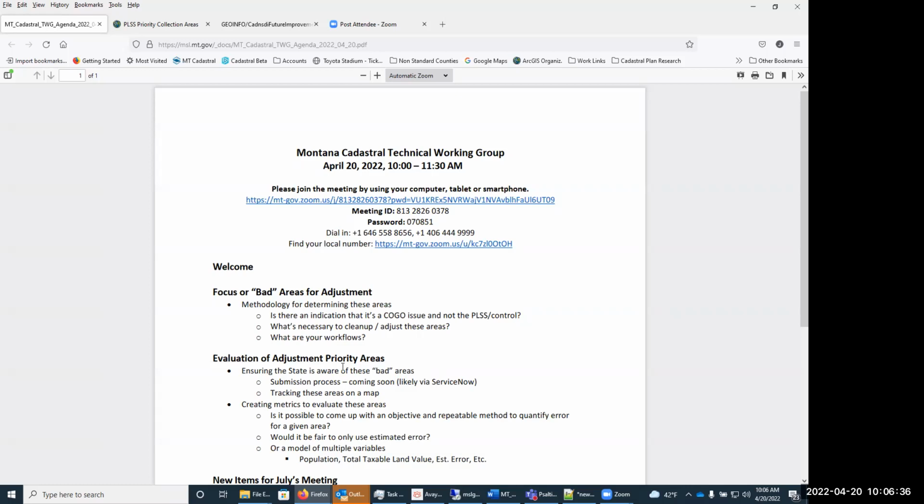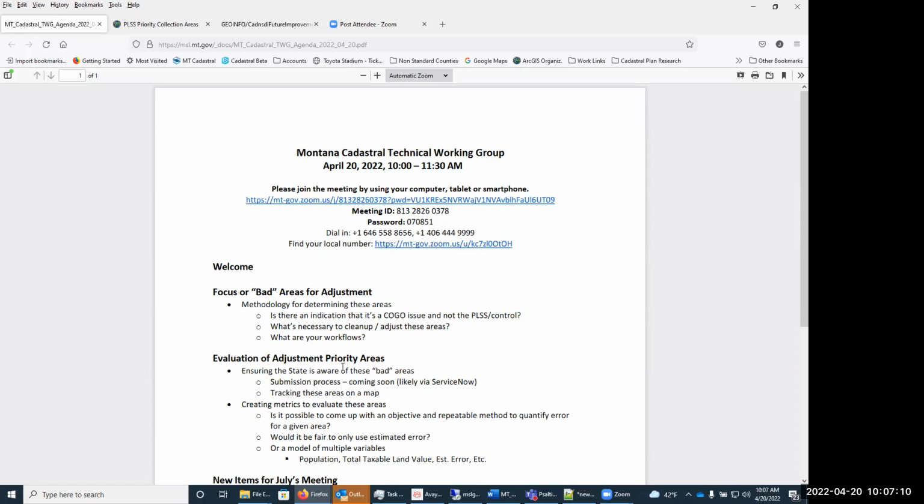Yeah, there are several areas. If anybody's familiar with Lolo in Missoula County, there were several GCDB issues that were clearly a problem with the GCDB, just based on how the survey is designed. The metes and bounds of the PLSS lines on the surveys provide a pretty good indicator.